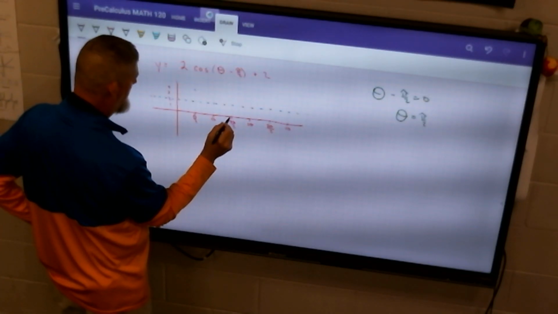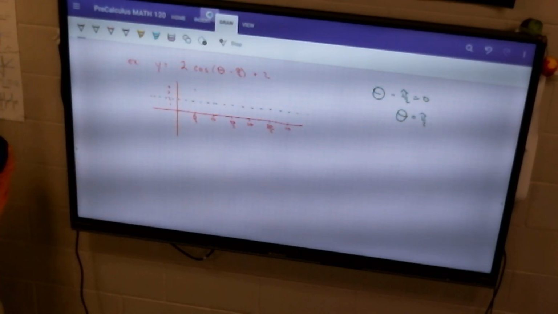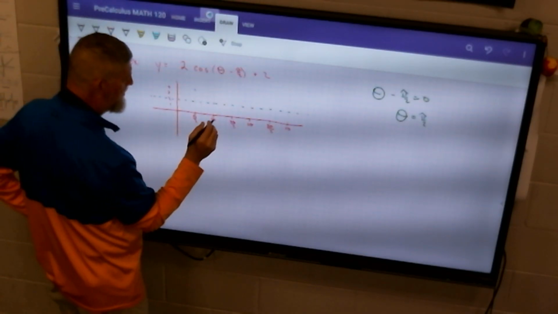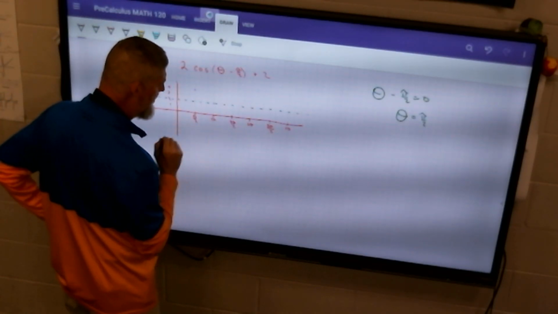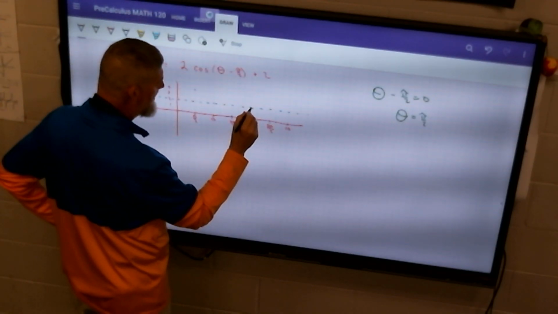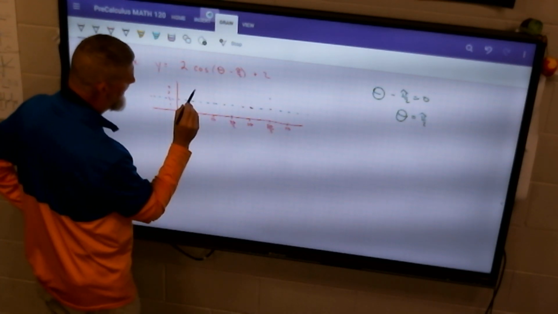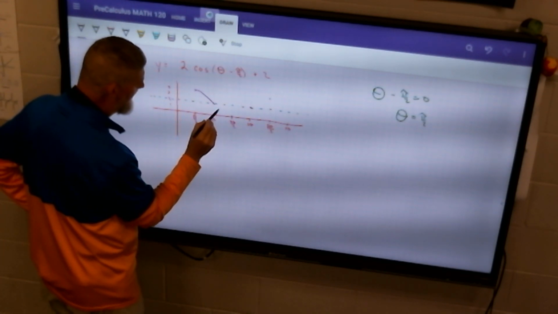At pi, we're going to be at the midline, which is 2. At 3 pi over 2, I'm going to be at the minimum, 0. At 2 pi, I'm going to be back at the midline. And at 5 pi over 2, I'm going to be back to the maximum. And we can see the shape right in there.